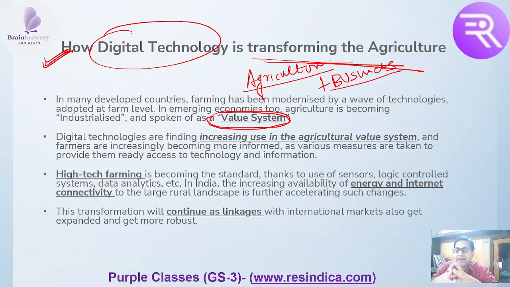Right now agriculture is being treated as a separate business entity that is creating a whole lot of value chain systems throughout the world, right? So agriculture, since we are utilizing a lot of information technology tools, the agriculture value chain system is also getting converted drastically in a very innovative way.